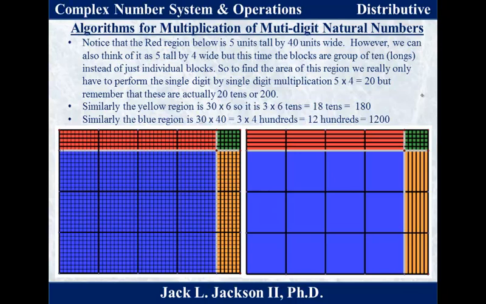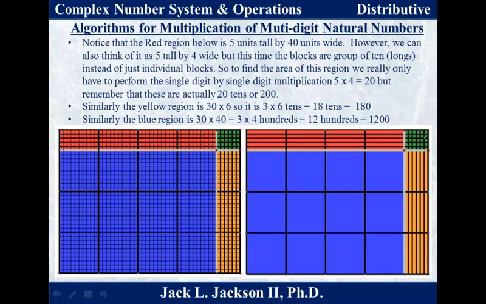But let's look at the red part, for example. If you look at the figure over here on the left, we see that the red part is a rectangle that is 5 tall and 40 wide. Okay? So that's 5 times 40. But if we erase the little ones in the middle, we see that these are automatically longs or groups of 10. So we can think of these blocks as 5 blocks tall and 4 blocks wide. But now the blocks are not individual blocks, they're actually groups of 10 blocks. They're longs, they're tens.